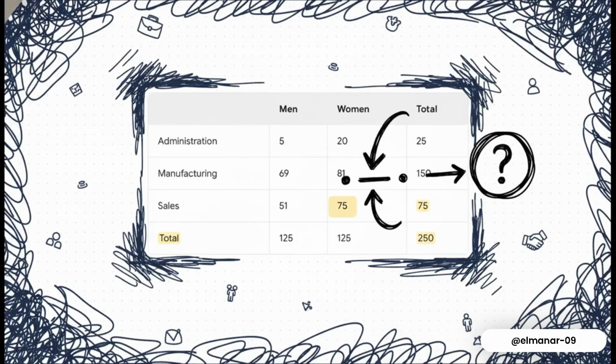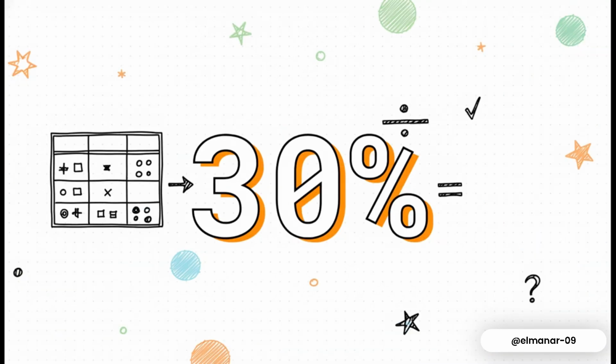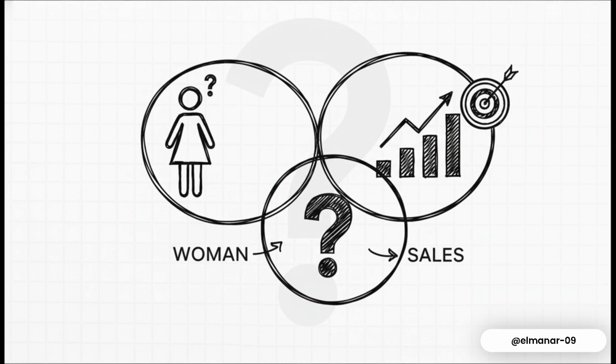To get the answer, we just have to look at the table. It tells us exactly where to go. We just need the total number of people who work in sales, which is right there, 75, and we're going to divide that by the grand total of all employees, which is 250. And there it is. 75 divided by 250 is 0.3, or 30%. No fuss, no second guessing. The table just hands you the answer. Let's try a more specific one.